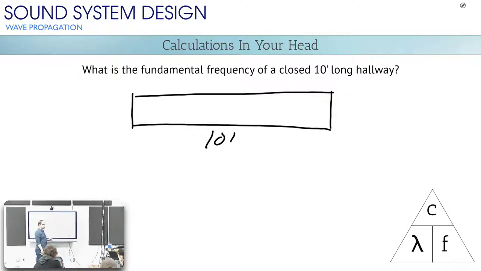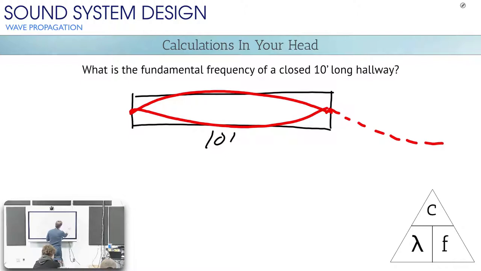Well, if it's closed at both ends, this is like a pipe, right? Hallway's like a pipe. So if it's closed at both ends, then you'll have an antinode there, and you'll have a node there. There's how it will sort of resonate down that hall. So the fundamental frequency would be twice that long, right? The wavelength would be twice as long as that. So it would be 20 feet. Because remember, the rest of it is going like that. So in that case, it's a 20-foot wavelength.